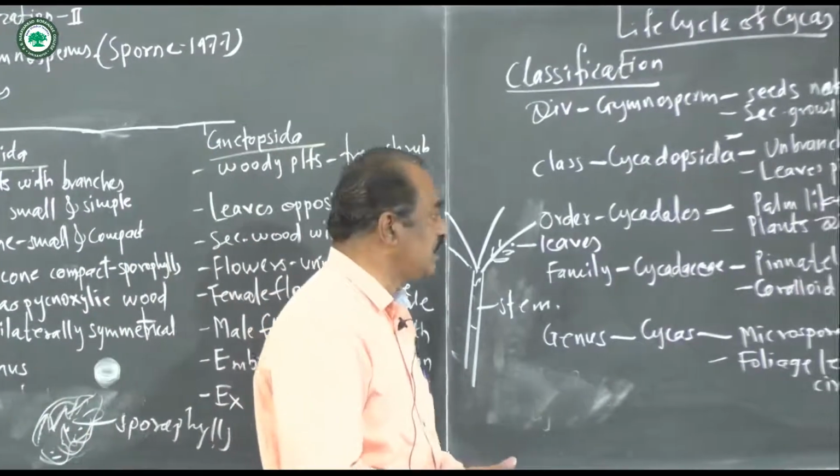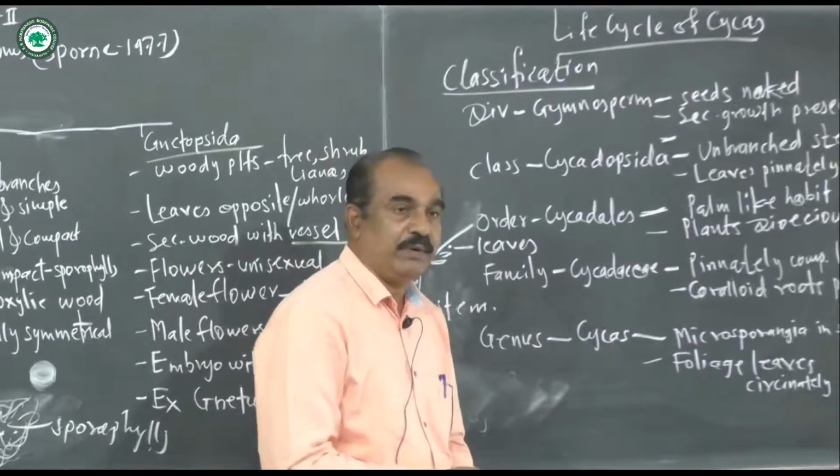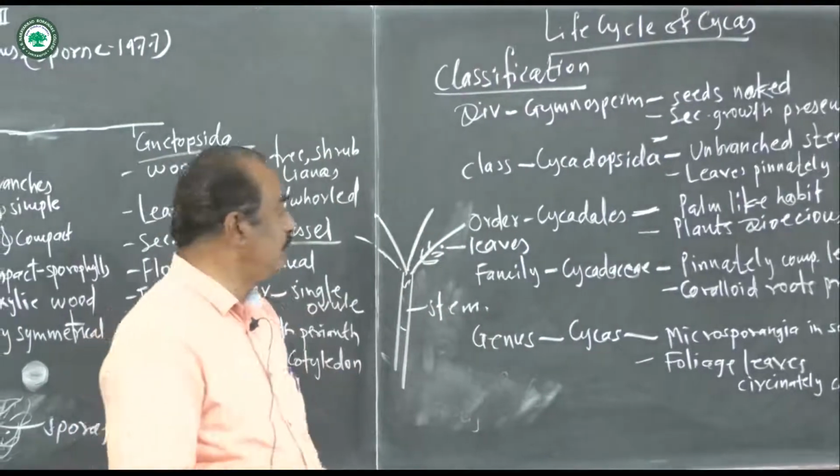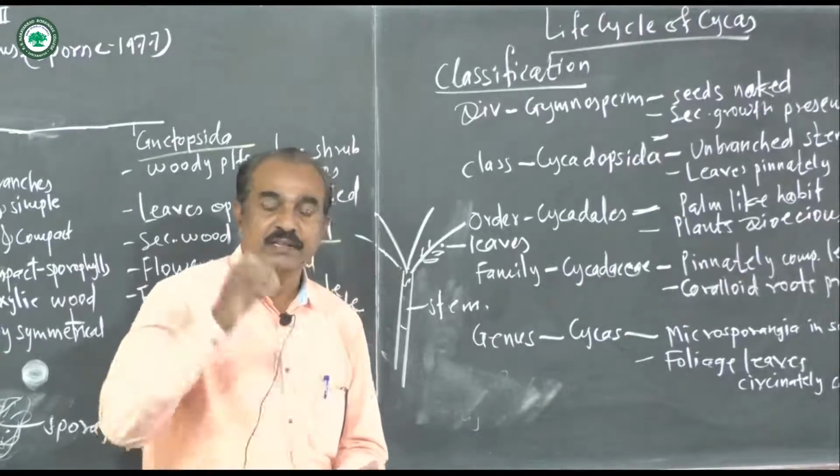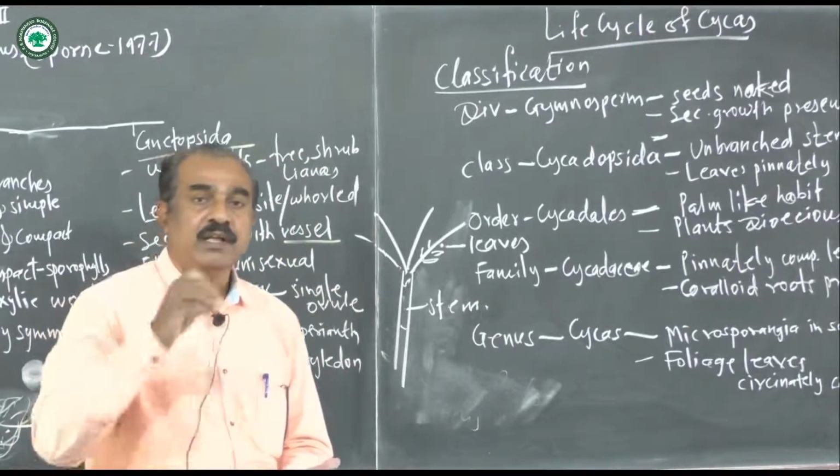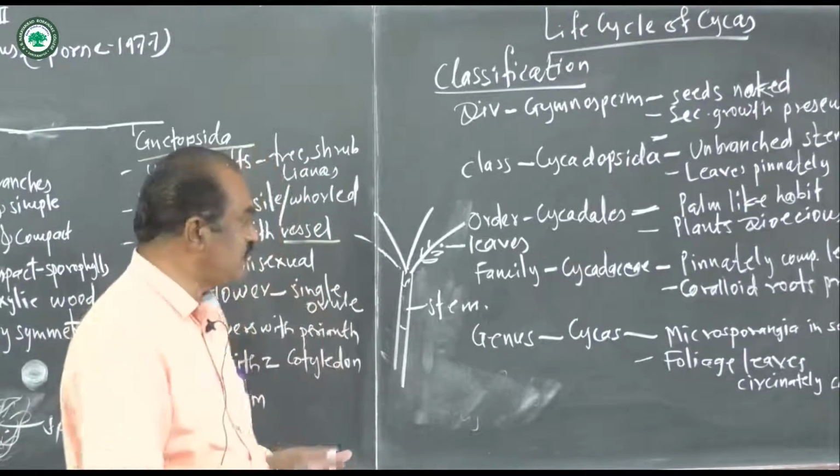Now Genus Cycas. Here the microsporangia are developed in sori. That means on the male cone there are the sori, and in the sori there are the microsporangia, and in the microsporangia there are the spores.